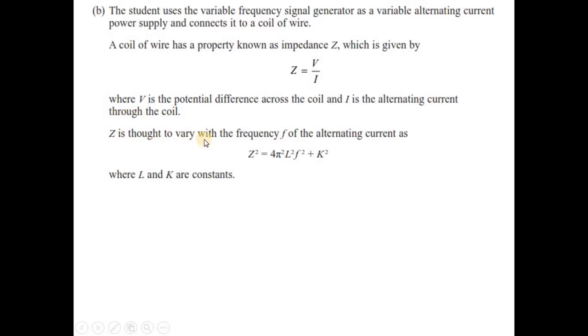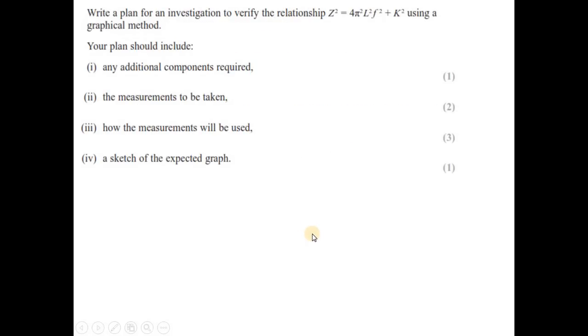Z is thought to vary with the frequency f of the alternating current, as Z square is equal to 4 pi square L square F square plus K square, where L and K are constants. Okay, so Z is equal to V by I. Write a plan for an investigation to verify the relationship Z square equal to 4 pi square L square F square plus K square using a graphical method. So your plan should include an additional component required, the measurement to be taken, how the measurement will be used, and a sketch of the expected graph.